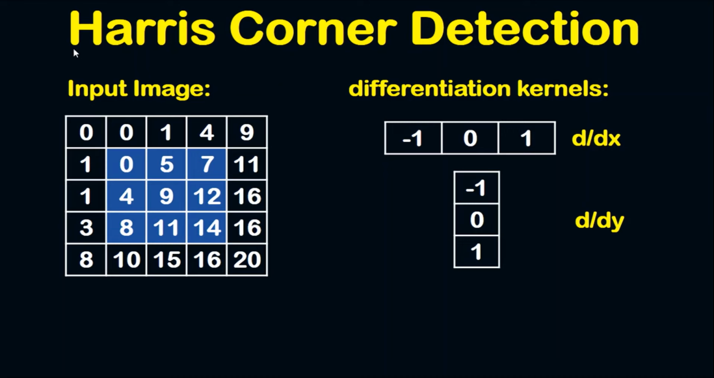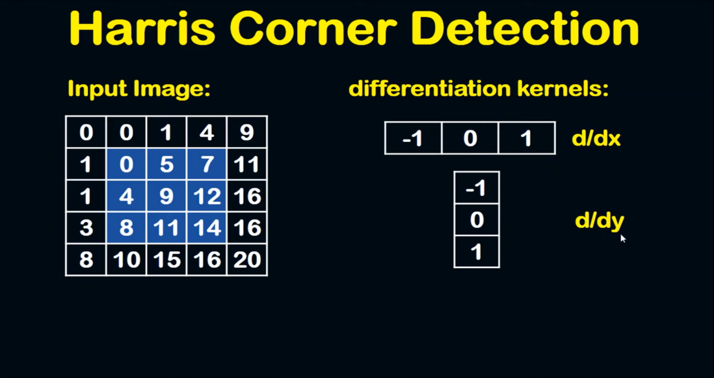In this tutorial, we are going to apply a solved example on Harris corner detection. So let's say we have this input image like this, and for this highlighted region, we want to get the Harris matrix using these differentiation kernels, this in terms of X and this in terms of Y. So let's start doing this.